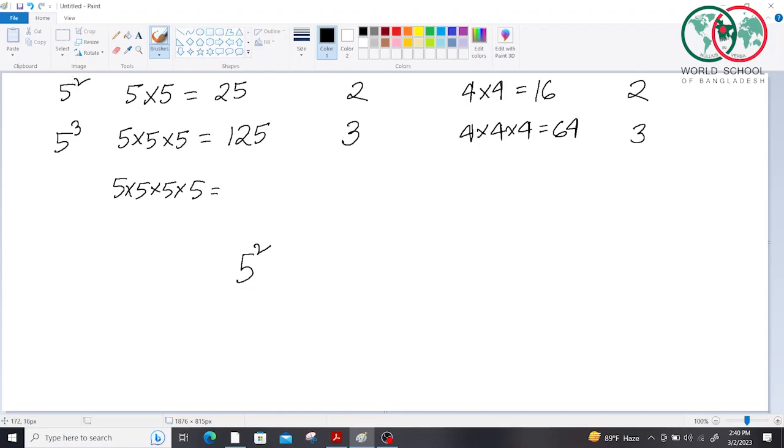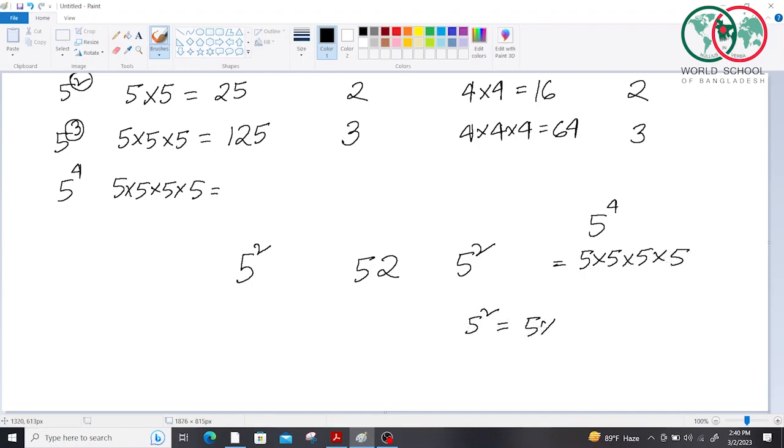Here we have written this number above 5. It's not like 5 2, it's 5 square. So how are we going to pronounce this? When something is above another number, that means this number is multiplied this many times. So here 5 is going to be multiplied by 5 four times. So 5 into 5 into 5 into 5. And if it was 5 square, it will be 5 into 5. That means instead of writing 5 into 5, we can just write 5 square.